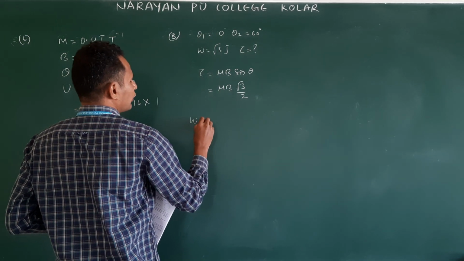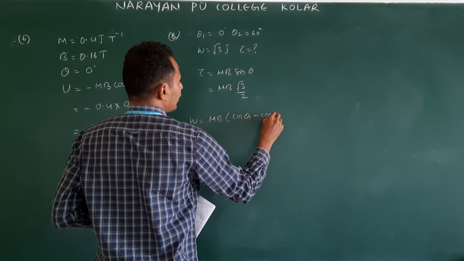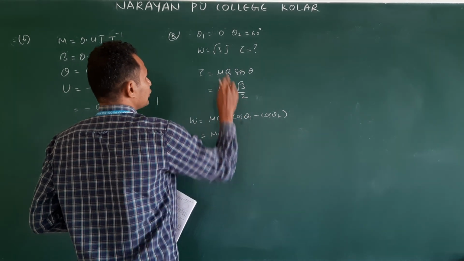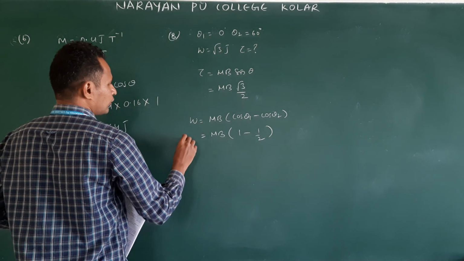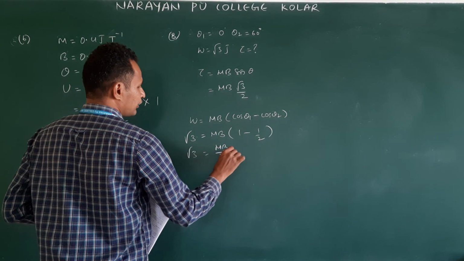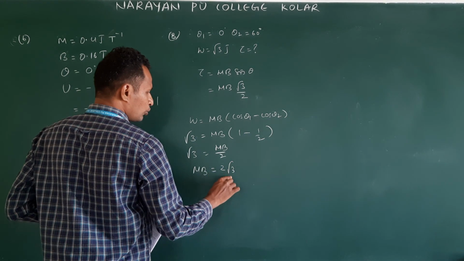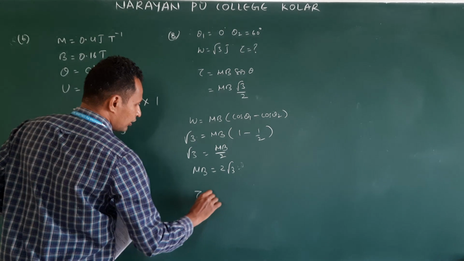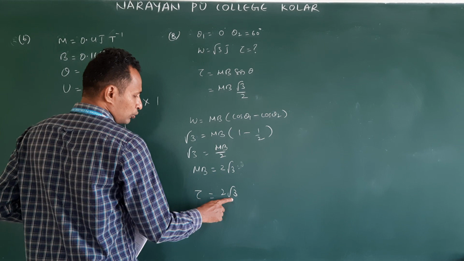What is work done? Work done is equal to mB (cos theta 1 minus cos theta 2). Theta 1 is 0, cos 0 is 1, cos 60 is 1 by 2. What is the work done? Root 3. So root 3 is equal to mB by 2. Then mB is equal to 2 root 3. This mB value is substituted in the torque.